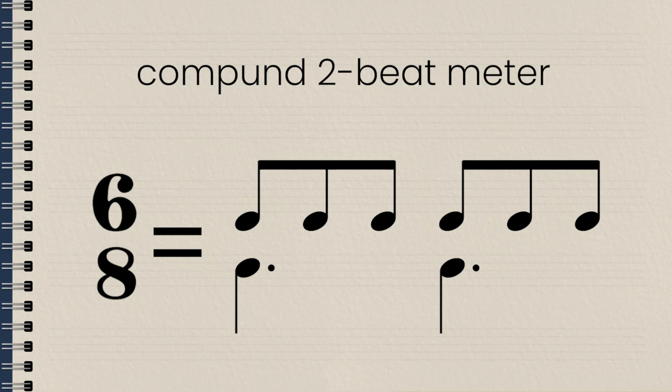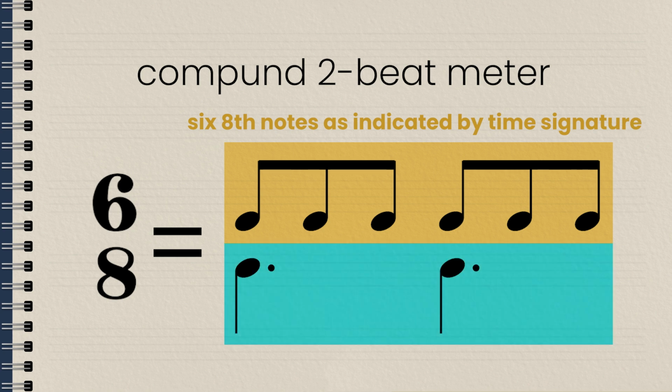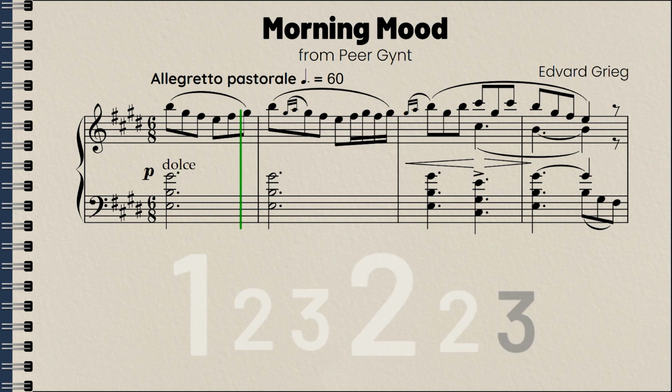Grieg's Morning Mood from Peer Gynt's Suite illustrates a compound 2-beat meter. This piece is in 6/8 time, where each measure contains 2 dotted quarter notes or their equivalent. 1 2 3 2 2 3 1 2 3 2 2 3.